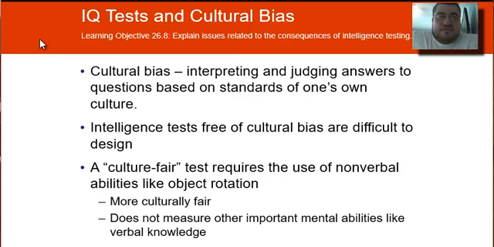What is cultural bias and how does it affect the consequences? Cultural bias is interpreting and judging answers to questions based on the standards of the test maker's culture. So a test maker from America, if they make the test for somebody from America, somebody from Guatemala might not have the same answers as somebody from America because their culture is different. Now, does that mean they have less intelligence? Absolutely not. And some people think that it's impossible to design a test that's free of cultural bias.